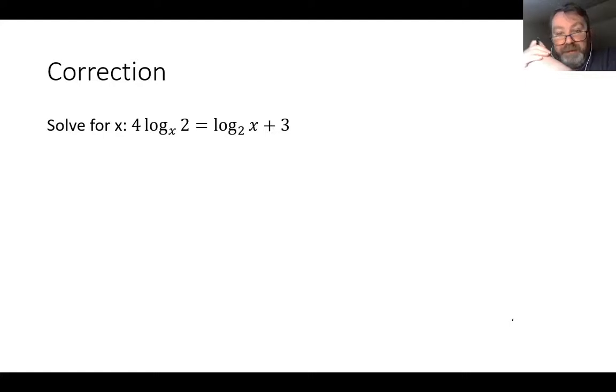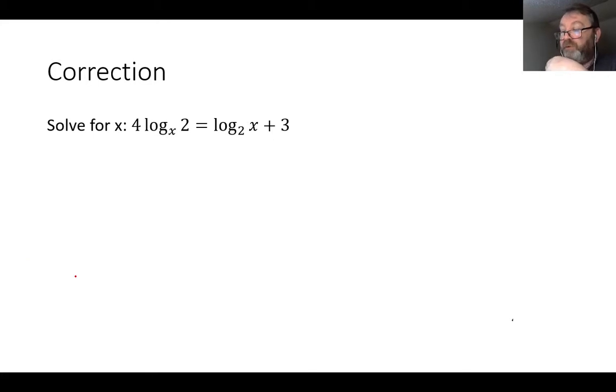Now, my apologies, there was an error in the last video. I mistranscribed the question from page 187 of your book. I think when I wrote it down as 4 times log to the base x of 2 equals log to the base 2 of x plus 3, I put brackets around the x plus 3. That wasn't the case, okay? The question actually doesn't have any brackets around the x plus 3.